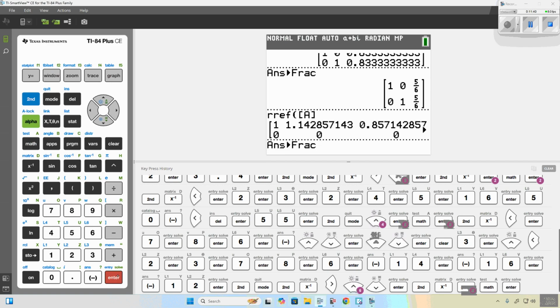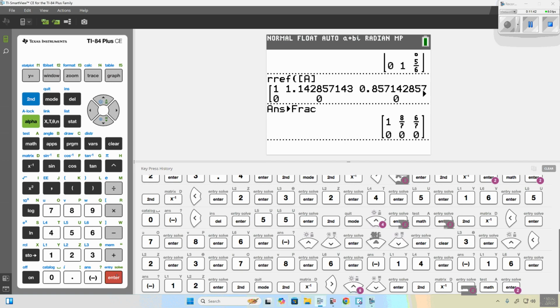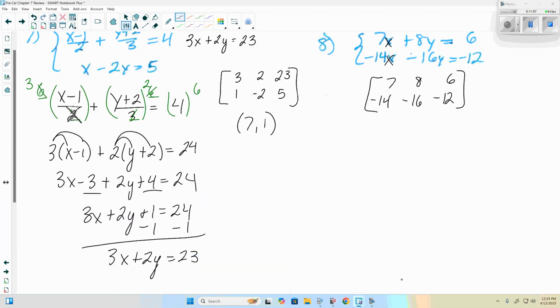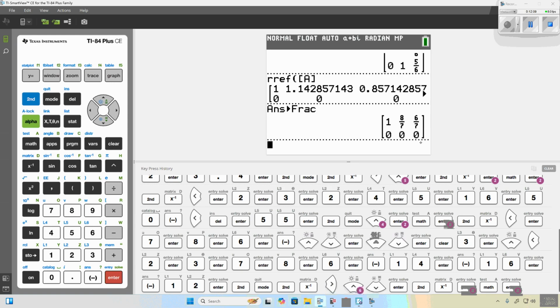Math, enter. So this here, now the bottom row of zeros tells us that we have an infinite number of solutions. So when we took the RREF, we got a bottom row of zeros, 1, 8/7, 6/7. Yep.